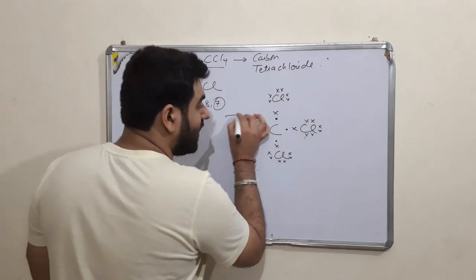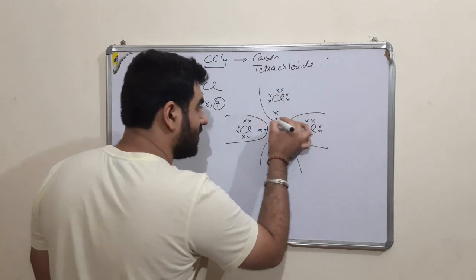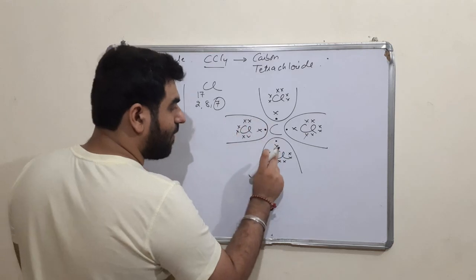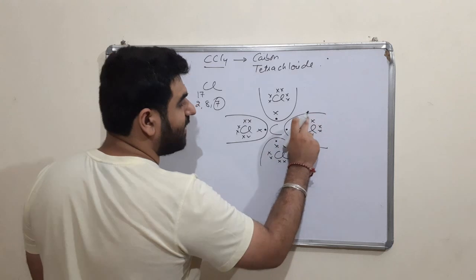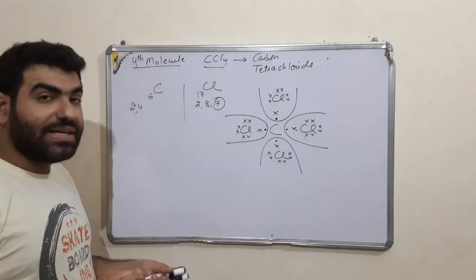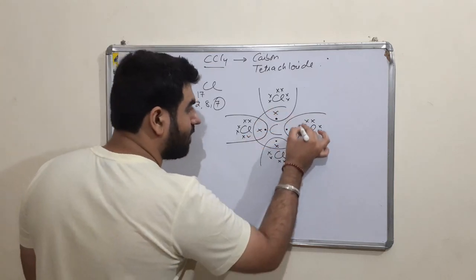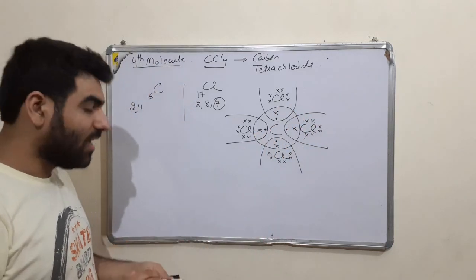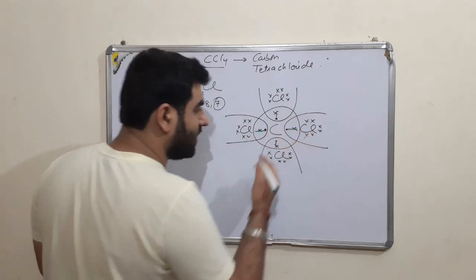Now, each chlorine will share this electron with carbon. Let us count. 1, 2, 3, 4, 5, 6, 7, 8. Good. The same for each chlorine. All of them have completed their octet. Now let us talk about carbon. 1, 2, 3, 4, 5, 6, 7, 8. Carbon has also completed its octet. So what would be the bond formation between these two, these two, these two and these two?